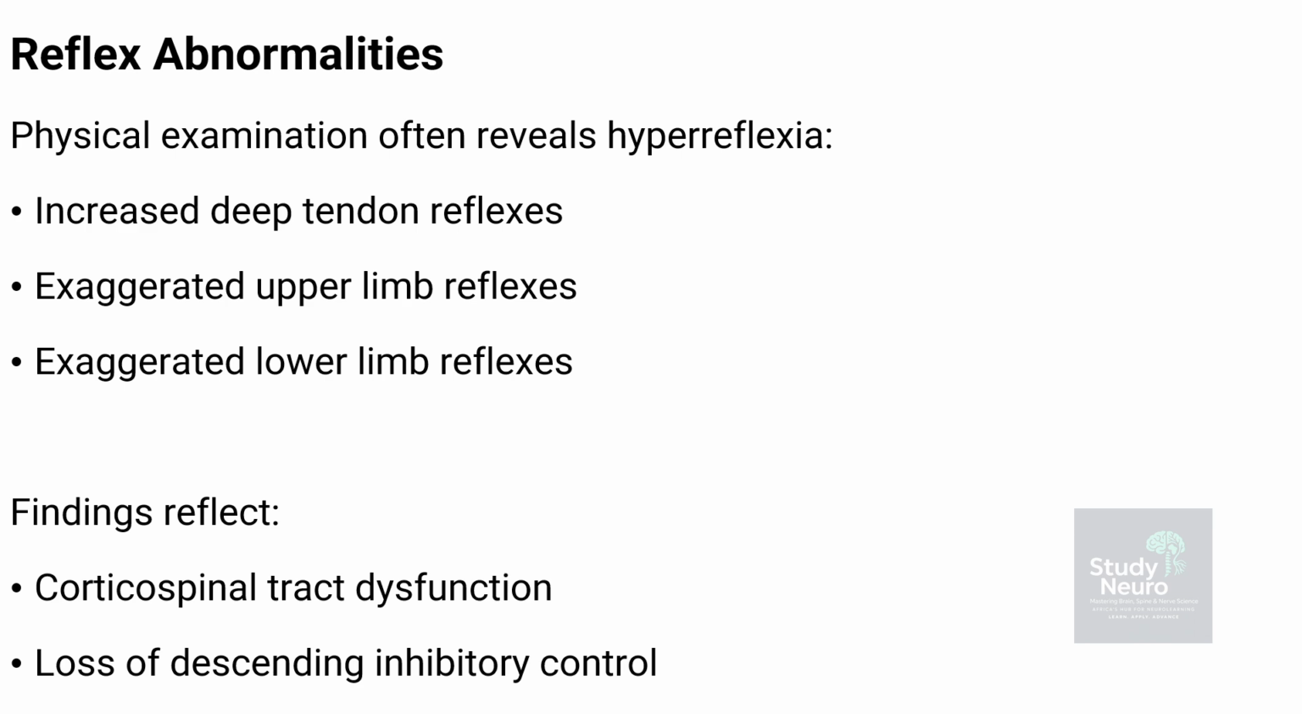These exaggerated reflexes reflect dysfunction of the corticospinal tracts, where the normal descending inhibitory signals from the brain are reduced, allowing spinal reflex circuits to become overactive and less controlled. Control is essentially lost. Next to these findings, the overall pattern points towards central nervous system involvement rather than peripheral nerve disease, and it often helps confirm the diagnosis when combined with other signs of myelopathy.